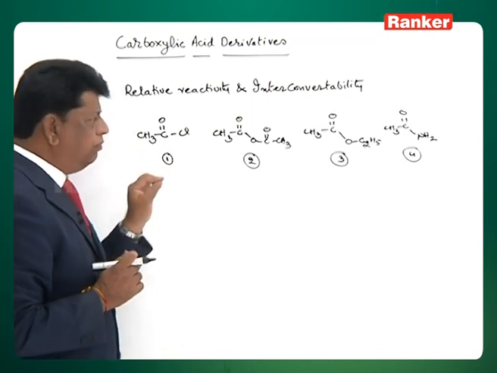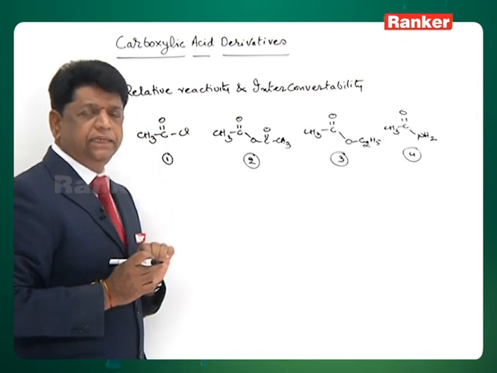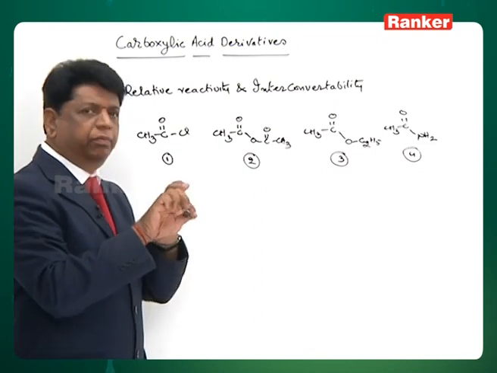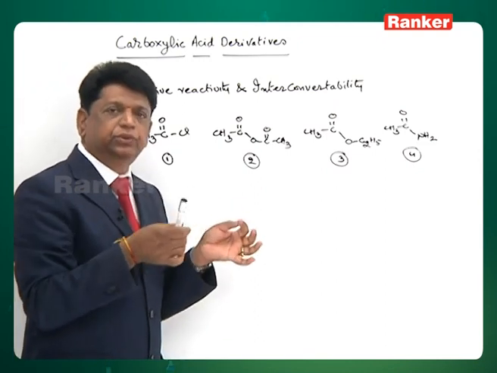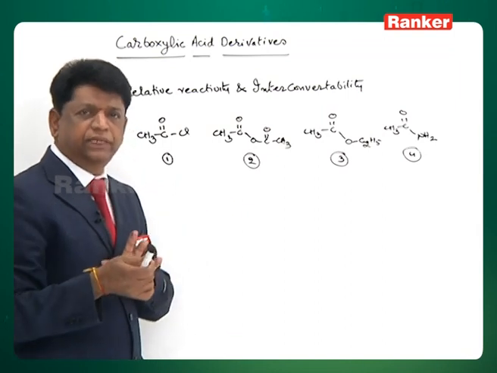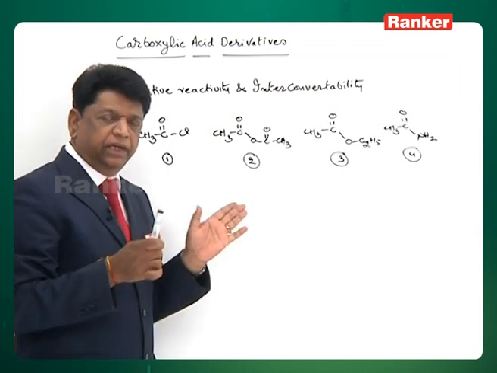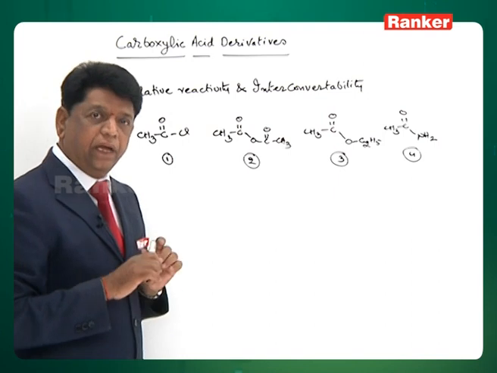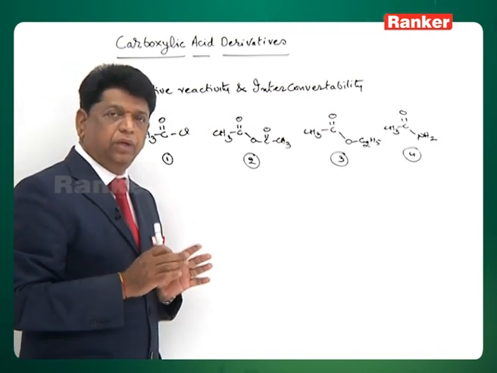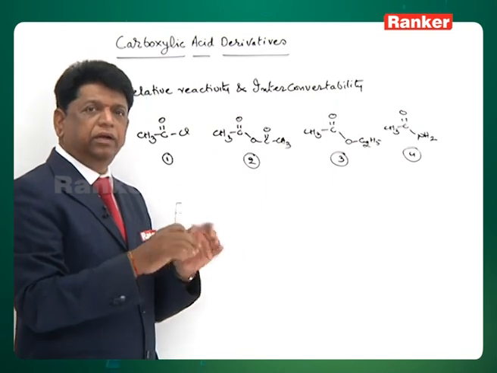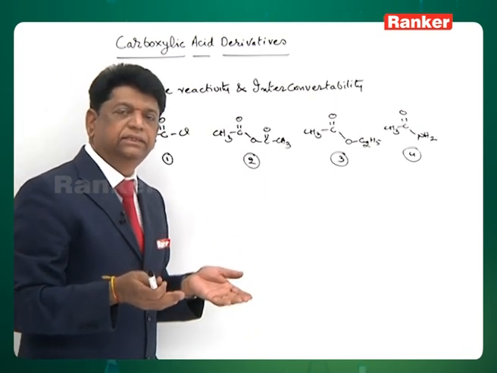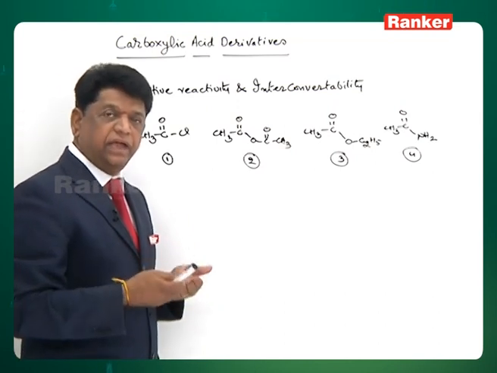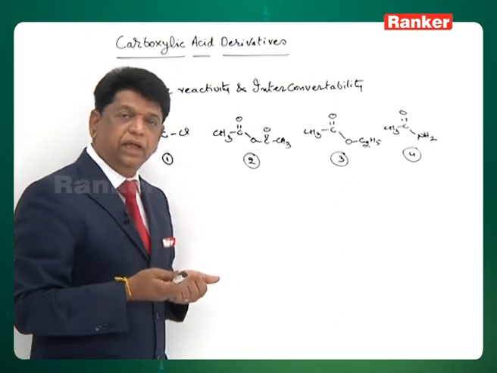Now, let us see. All the 4 react with water and give the acid, that is called hydrolysis. Hydrolysis means when you add water to any compound, it breaks into 2 pieces, one side H, one side OH, that is called hydrolysis. In the same pattern, if I add alcohol and break the compound into 2 pieces, I can extend this word to alcoholysis. When I add ammonia, ammonolysis. When I add a carboxylic acid, you can extend this to acidolysis.